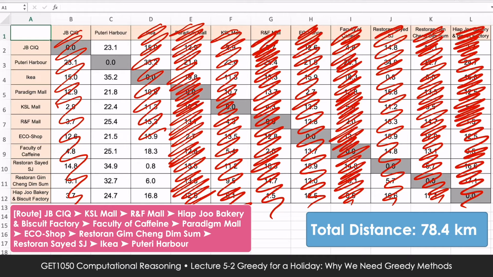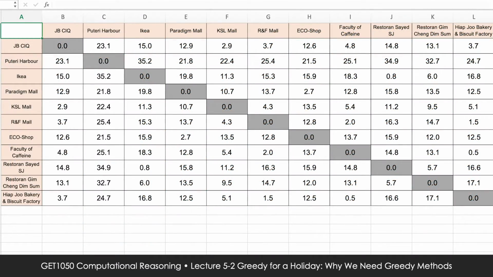Go. And just like that, we now have our route. Here's our total distance traveled. Now, if you stare long and hard at this table, you may find a route that's actually shorter than the one that we found using our greedy method.